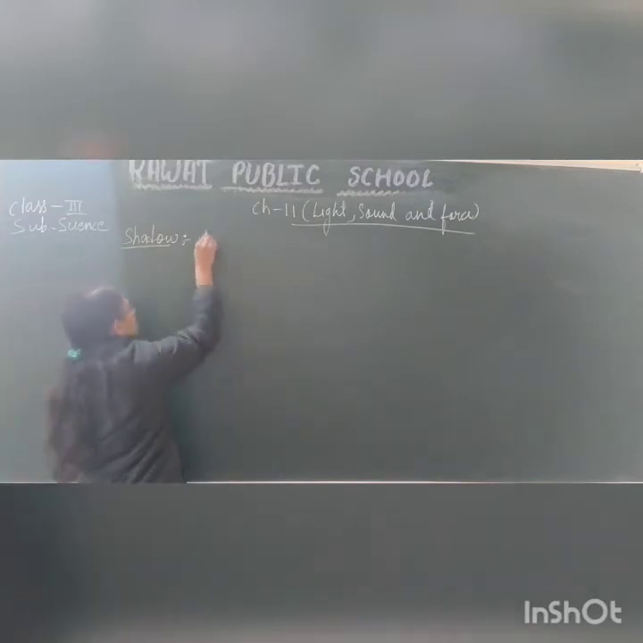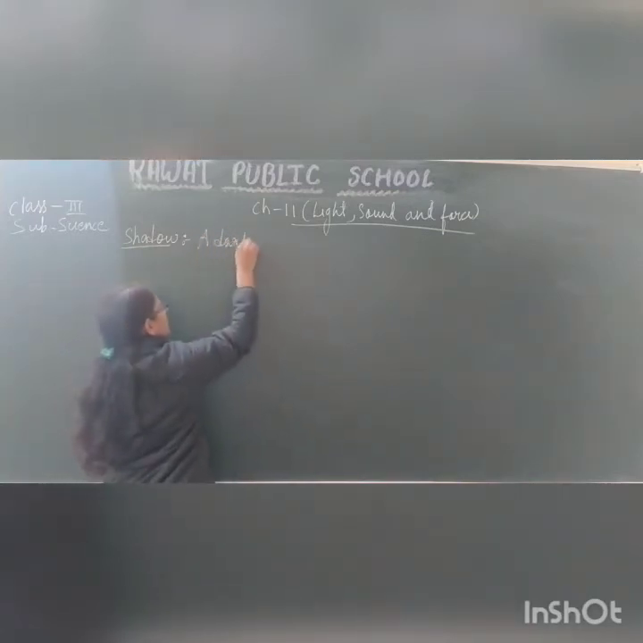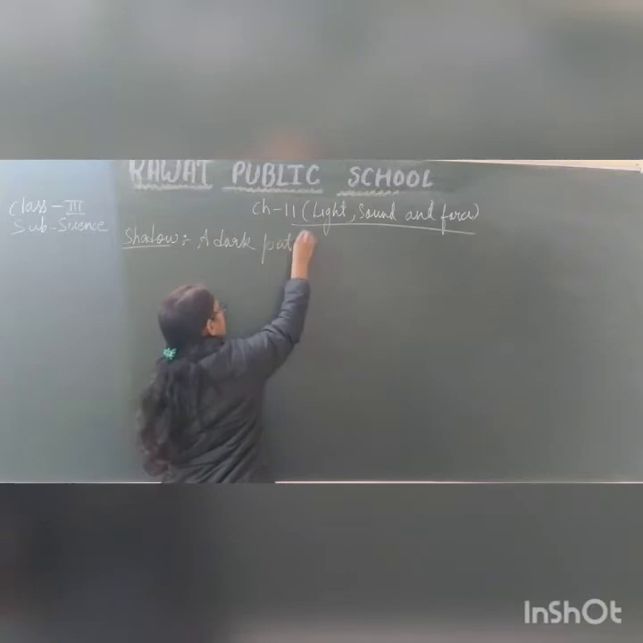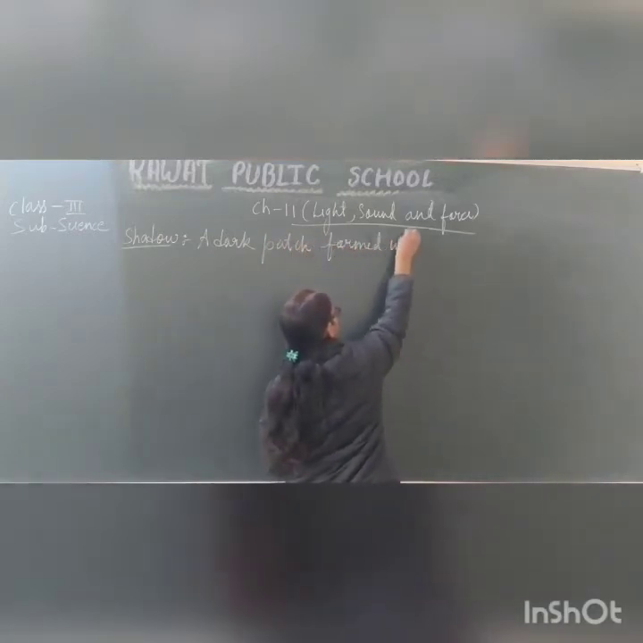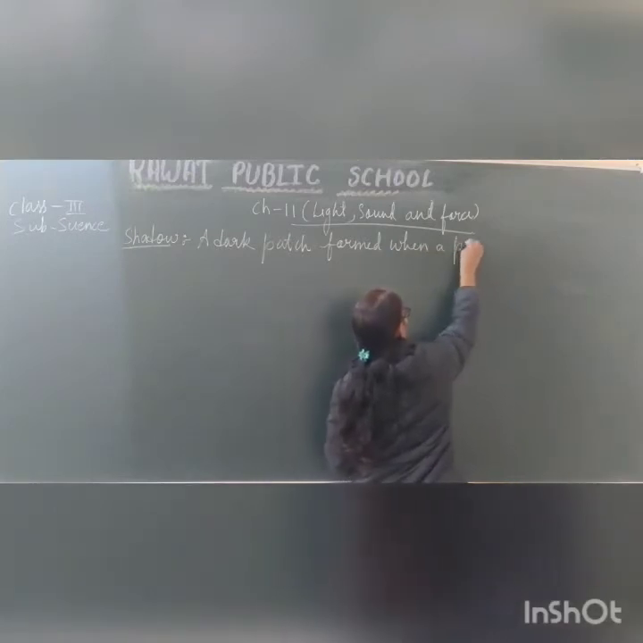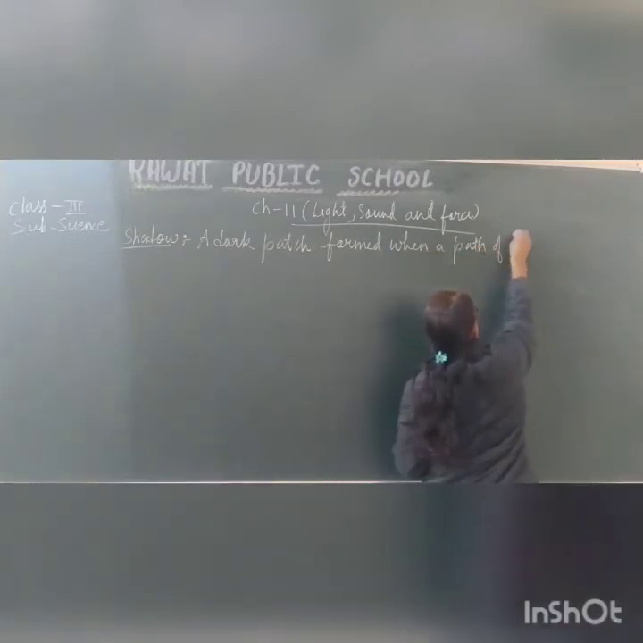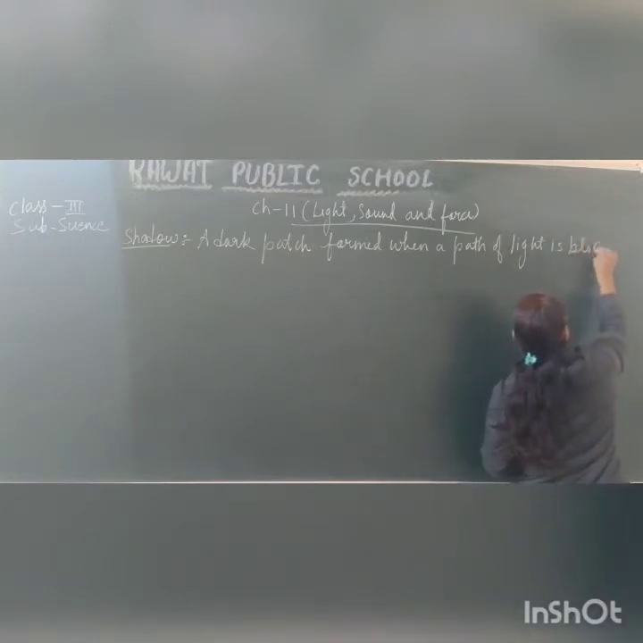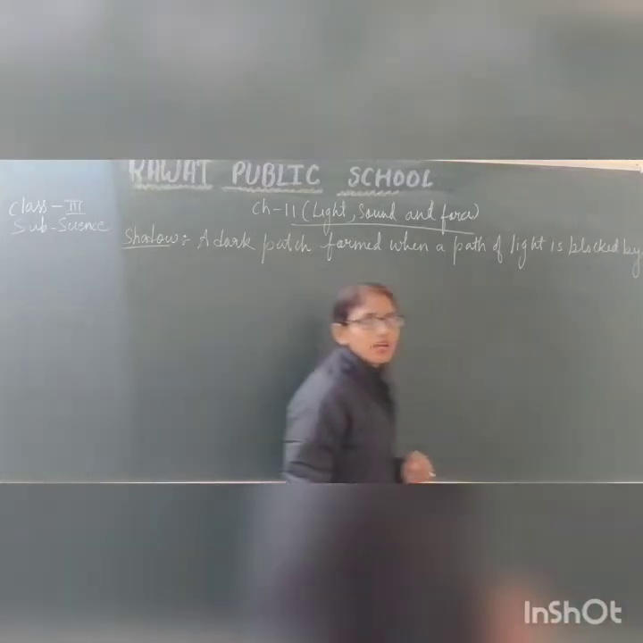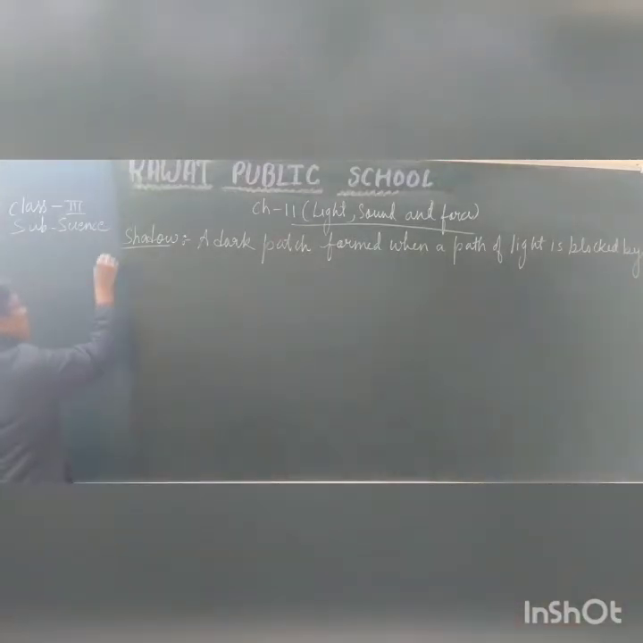So a shadow is a dark patch formed when the path of light is blocked by an opaque object.